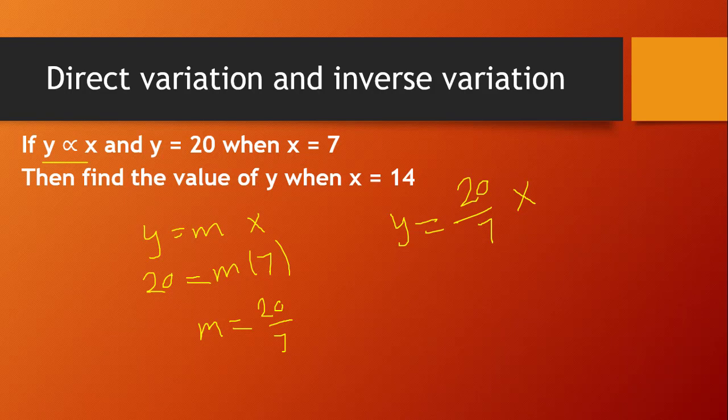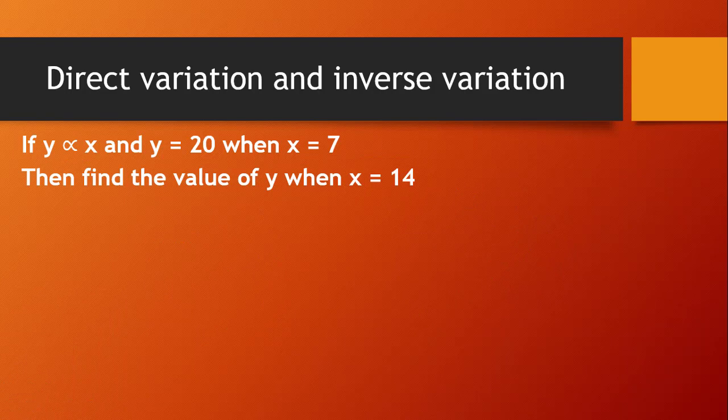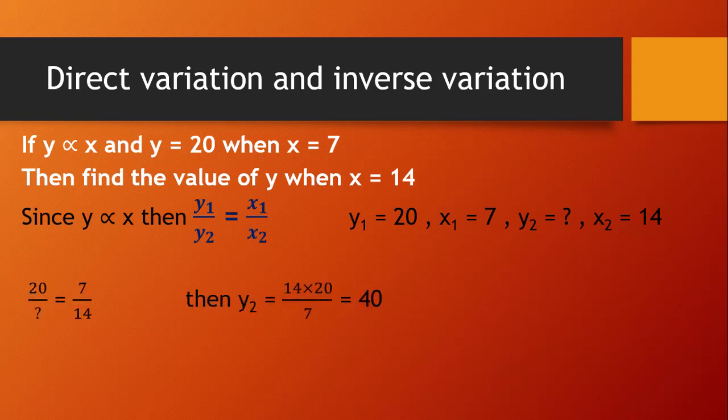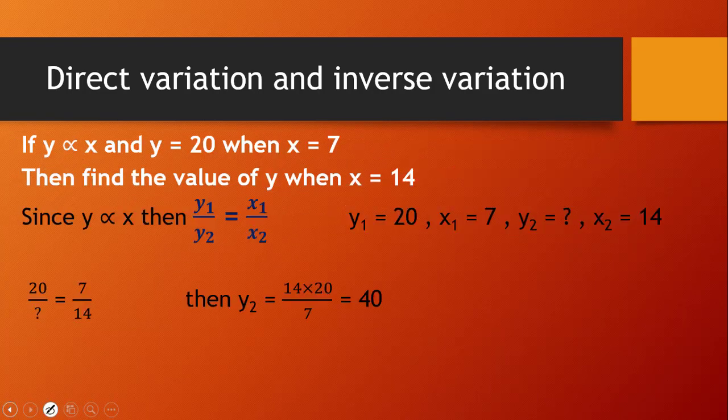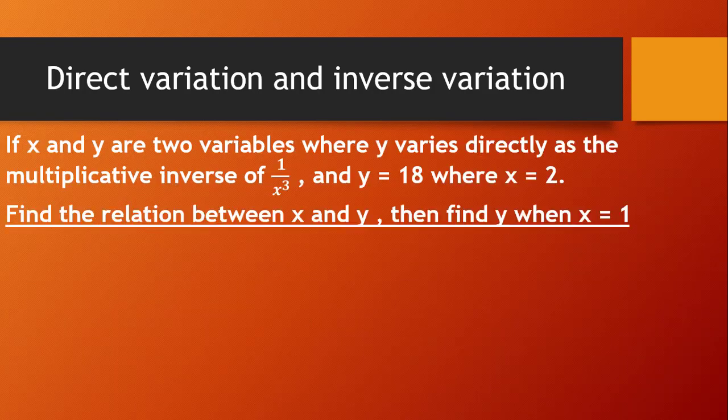So the relation will be y equals 20 over 7 times x. If I want y when x equals 14, I'll substitute here. Instead of x, I write 14. So 20 over 7 times 14 means 40. Here the relation is not required, but you can get the relation, or you can use the property y1 over y2 equals x1 over x2 and cross product to get y2. But in some exercises the relation is required.